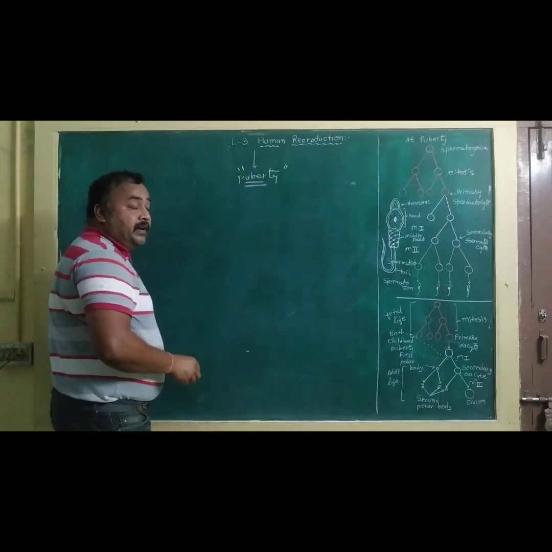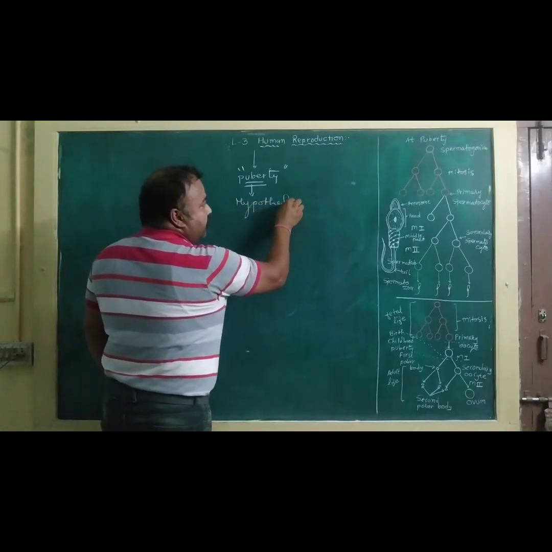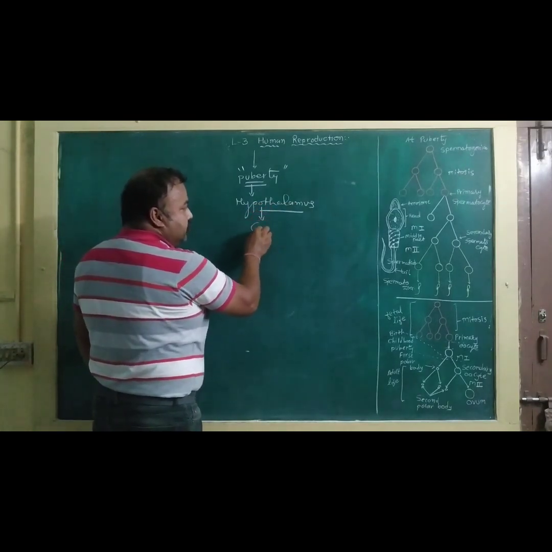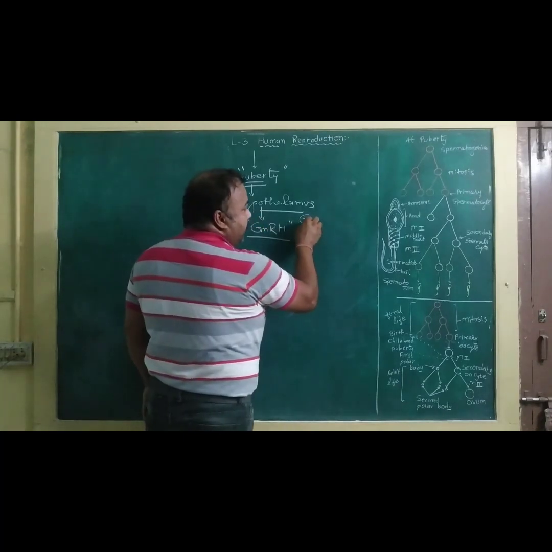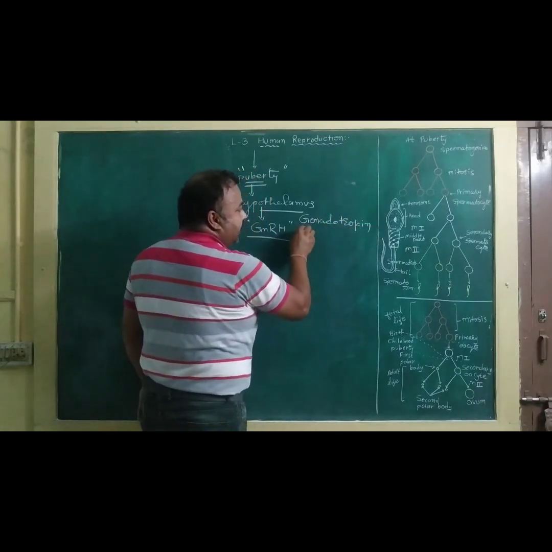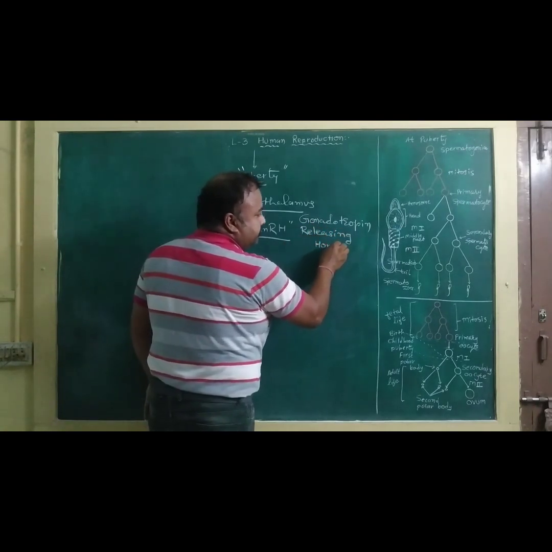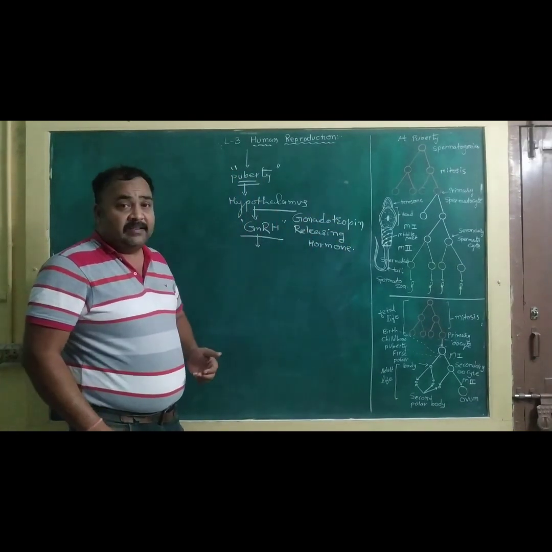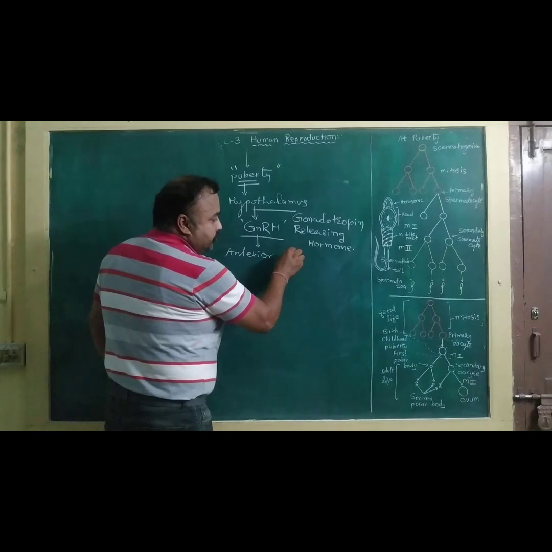At the time of puberty, we know that the hypothalamus, which is an endocrine gland located in our body, produces GnRH, and that is known as gonadotropin releasing hormone. Gonadotropin releasing hormone enters into the anterior pituitary gland.